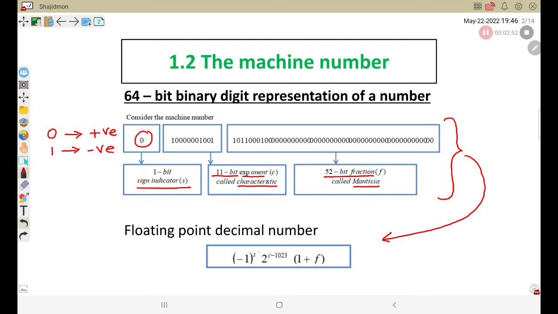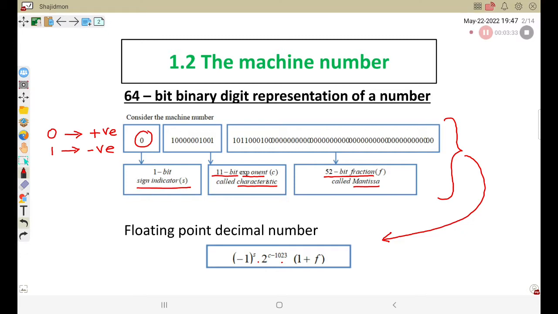So (-1)^S, S means the sign bit, and multiply 2^C. C we are getting from this 11-bit characteristic part. We need to change that into a decimal number. I will tell you how to change it when we are doing questions. And multiply (1+F). F means the fractional part. This 52-bit part we need to change into a decimal number. Then when we multiply these three terms, we will get the floating point decimal number entered in your computer. So this is the basic idea of the 64-bit machine number.